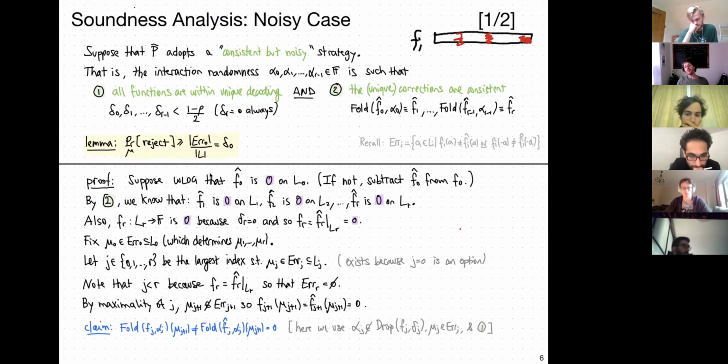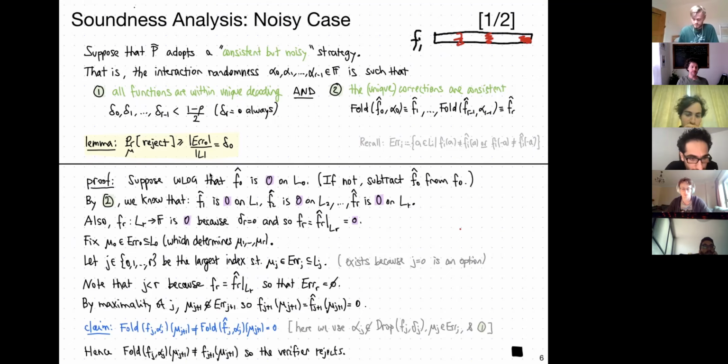And so we'll make the following claim, which we'll show in the next slide, and then we're essentially done. What we will show is that in this case, if we fold the function and, on the other hand, fold the correction of the function, then they must disagree. And the point here is that this is exactly the constraint that we are checking. This is exactly the test that the verifier is doing. This is how we designed it. So all we have to show is that in this particular case, we will reject.